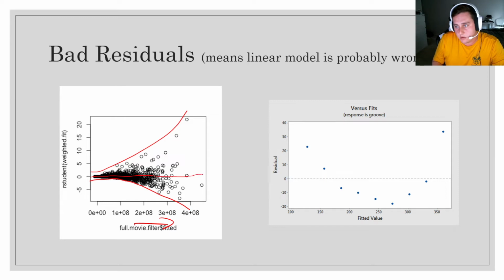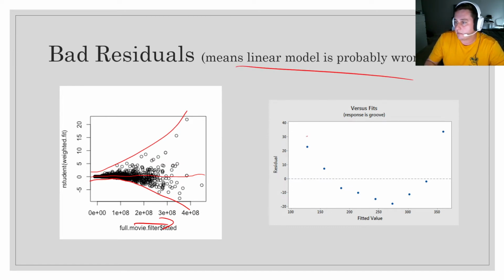This should be a line here at 0. As you're getting further down the x-axis, the data is getting further away from the line of best fit, making it a less than ideal model for that data. So this implies that the linear model is most likely wrong.